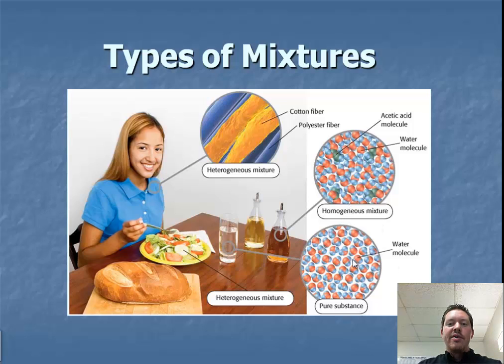We also have a sample of water here. We'll say it's purified water, so it's just water. So it's a pure substance made of just water. We've got an example of salad, which is heterogeneous as well. And the salad is a little bit easier to see as a heterogeneous mixture than her sweater.